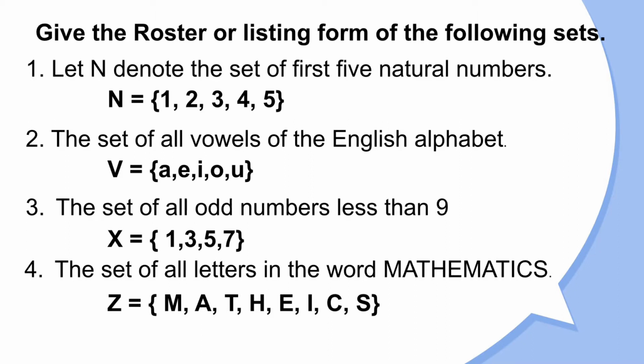Next, let's proceed to number 3. The set of all odd numbers less than 9. What would be the elements? It would be 1, 3, 5, and 7. Again, enclose the elements with a pair of braces. And the last one, we have the set of all letters in the word mathematics. We have set Z is equal to the set of the elements M, A, T, H, E, I, C, S. And all the elements are enclosed with a pair of braces. As you can see, the letters are written once only.